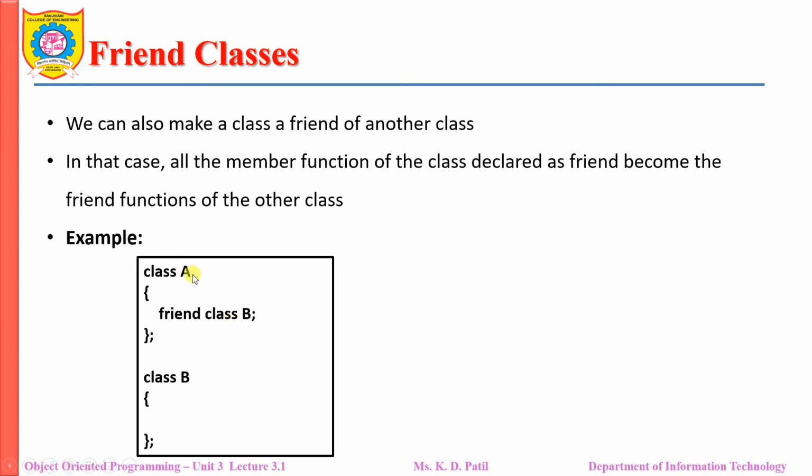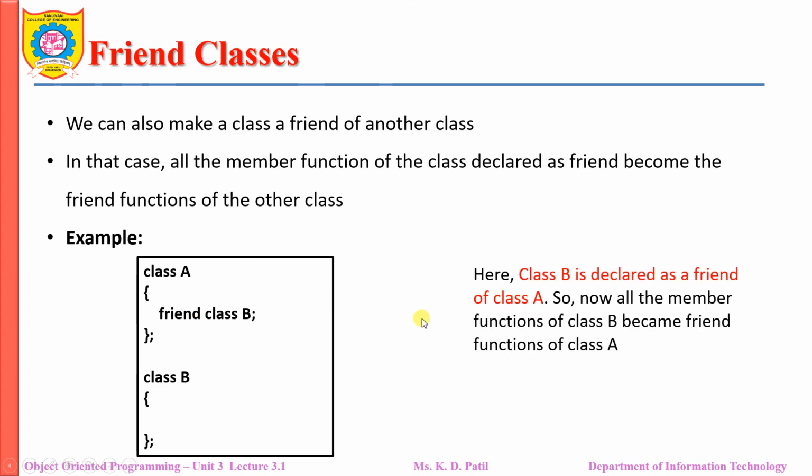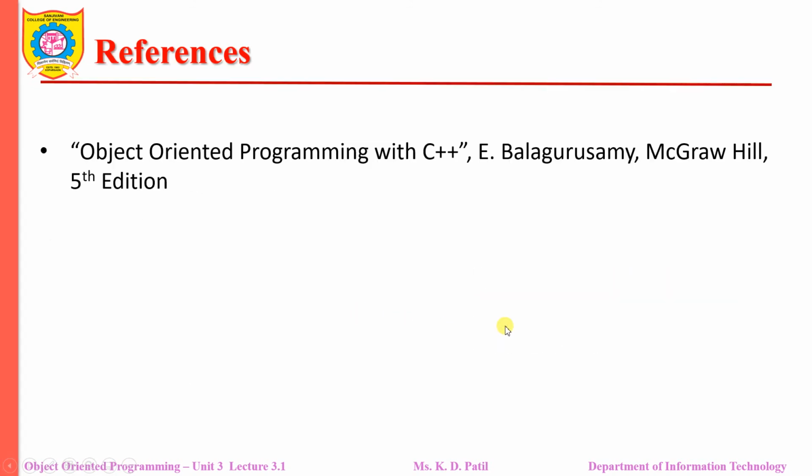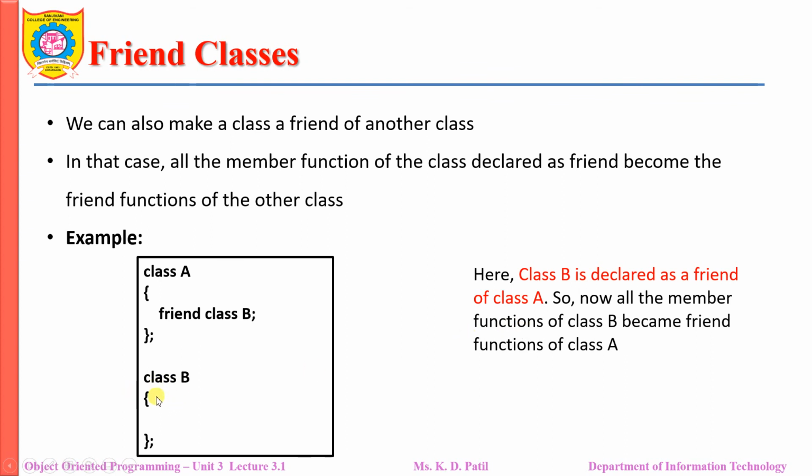Here I have a class A and I have a class B. Now let us declare class B as a friend of class A. Then in that case, the member functions of class B become the friend functions of class A. So all the member functions of class B become the friend functions of class A, and the functionality will be the same as we have seen for the friend function. So like that we can have a friend class also.